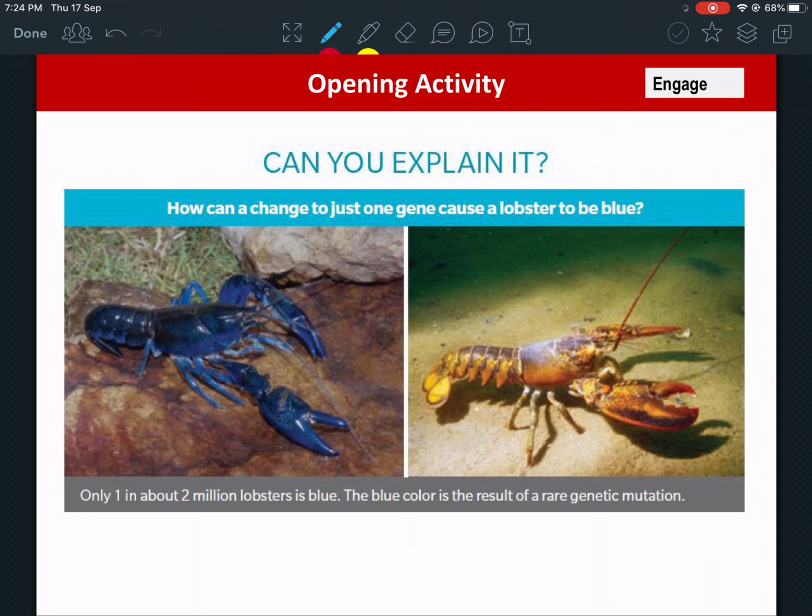So, this is the opening activity. How can a change to just one gene cause a lobster to be blue? You see this lobster. This is the regular color of the lobster. This is a blue lobster because this lobster had a mutation in his genes. The blue color is a result of a genetic mutation. Something happened in the coding of his genes, and we're going to learn how genes code for proteins and how these affect the way we look.